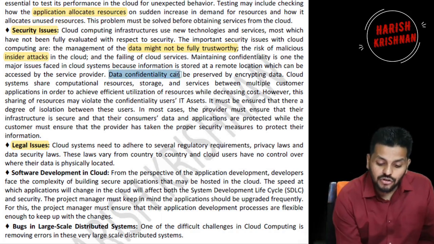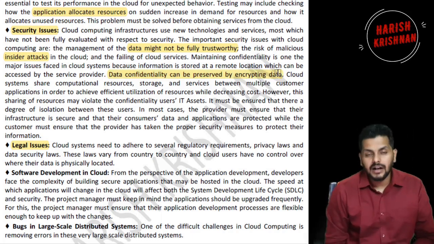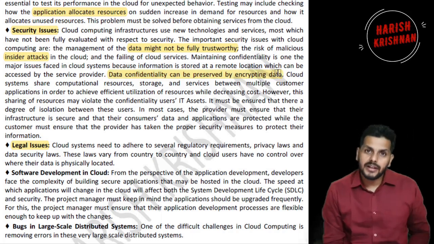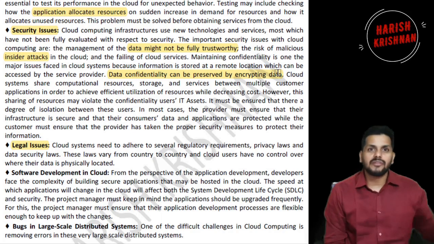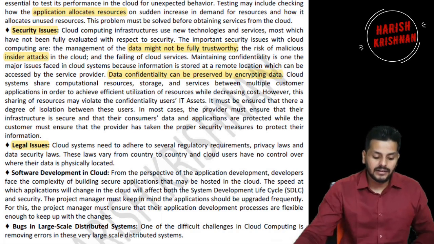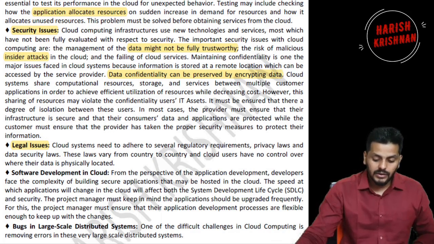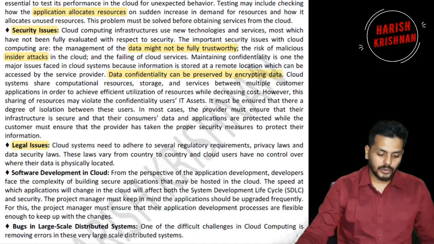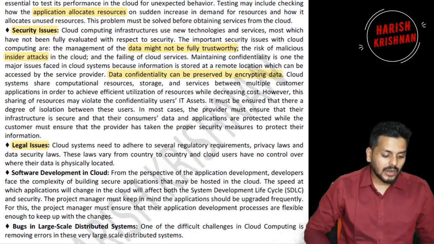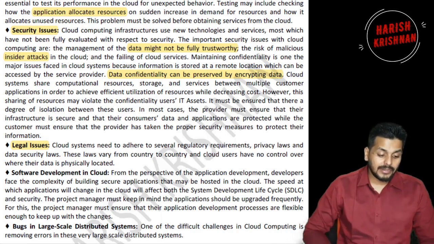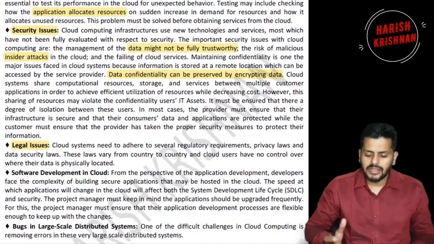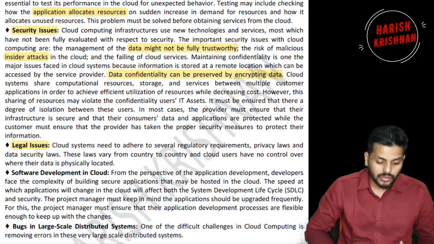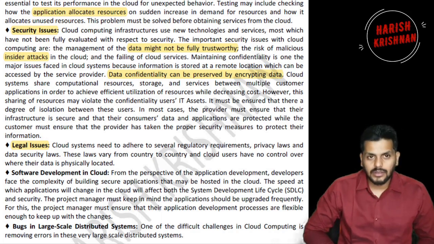Data confidentiality can be preserved by encrypting the data. We all know it. So whether our cloud service provider is providing encryption, how easy it is to do that, and what it is, all these are some of the important points that we need to take into consideration. And as you know, in case of legal issues, cloud systems need to adhere to several regulatory requirements, privacy laws and data security laws. Every country has some of those nowadays, so we have to make sure that we stick to the legal laws.